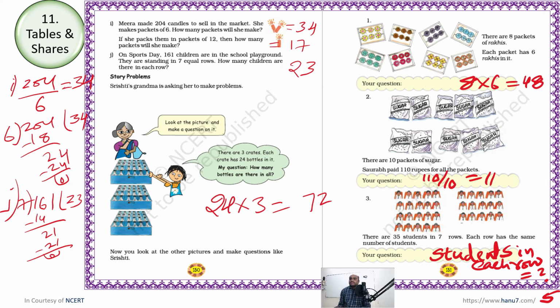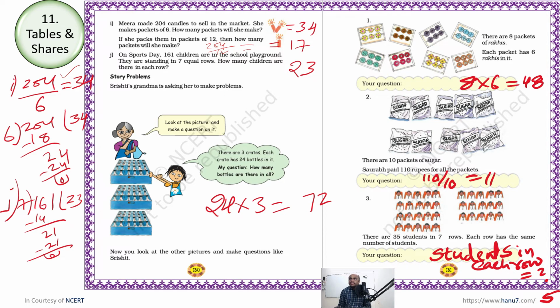Now we will move to the next one. Meera made 204 candles to sell in the market. She makes packets of 6. How many packets will she make? So what we have to do is 204 divided by 6, which will be 34. Similarly, you do that here again, 204 by 12. That will give you 17.